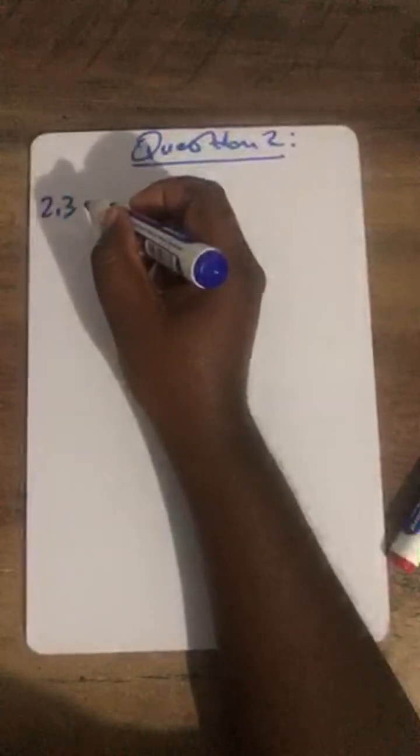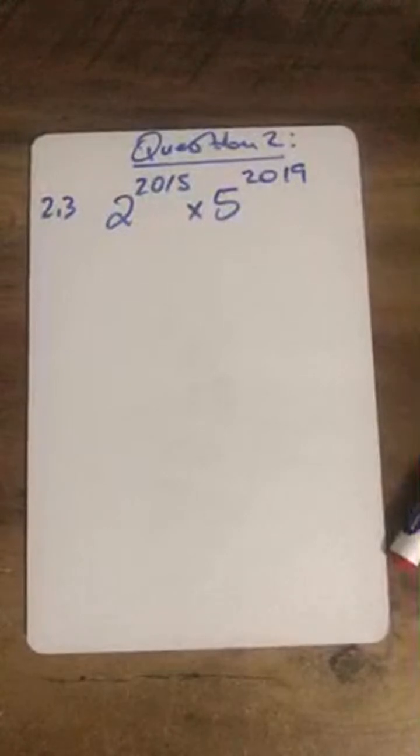Let me write down that problem. It is 2 to the exponent 2015, multiplied by 5 to the exponent 2019.